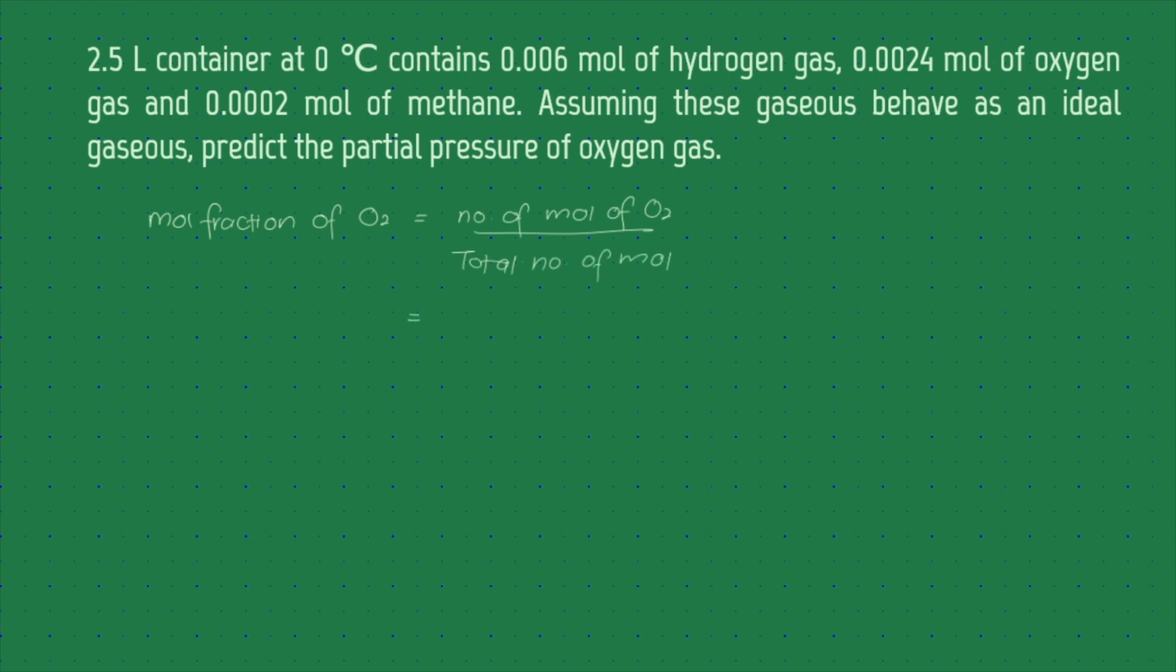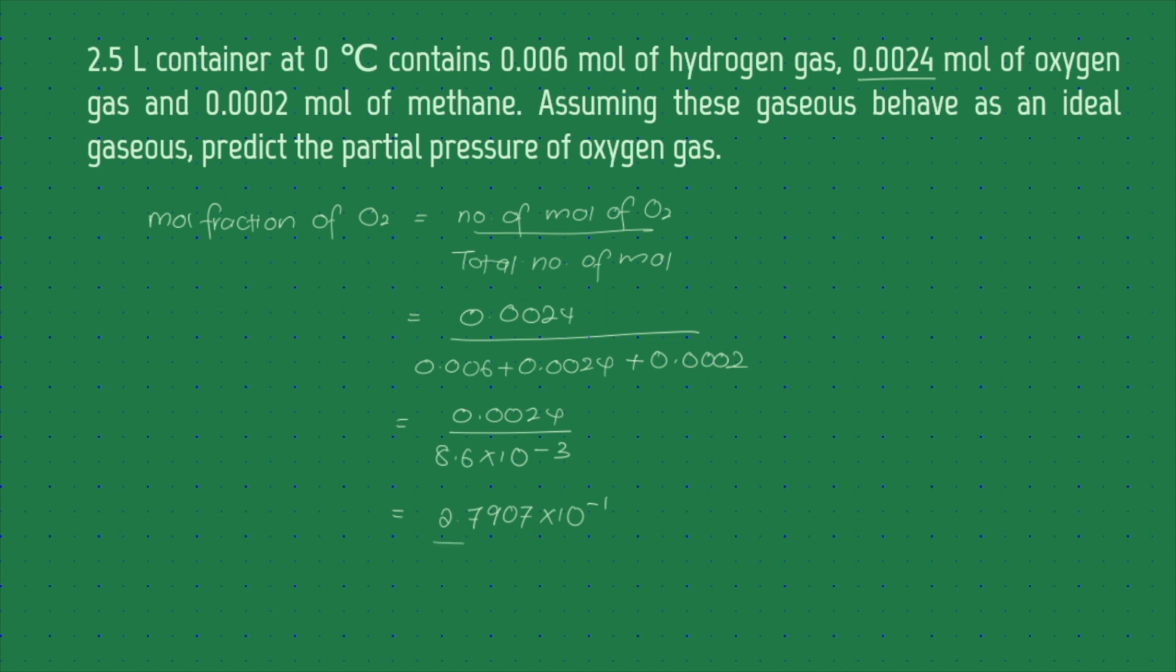From the question, we know that the number of mole of oxygen gas is equivalent to 0.0024 mole, and then the total number of mole is 0.06 plus 0.0024 and 0.0002. Therefore, we will get 0.0024 divided by 8.6 times 10 to the power of negative 3. Therefore, you will get the mole fraction of oxygen gas is equivalent to 2.7907 times 10 to the power of negative 1.